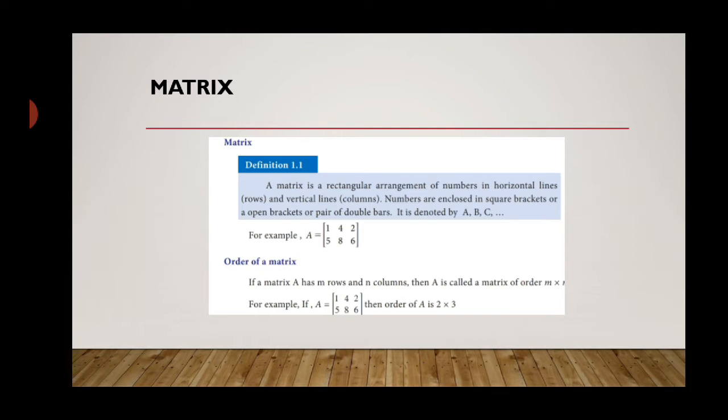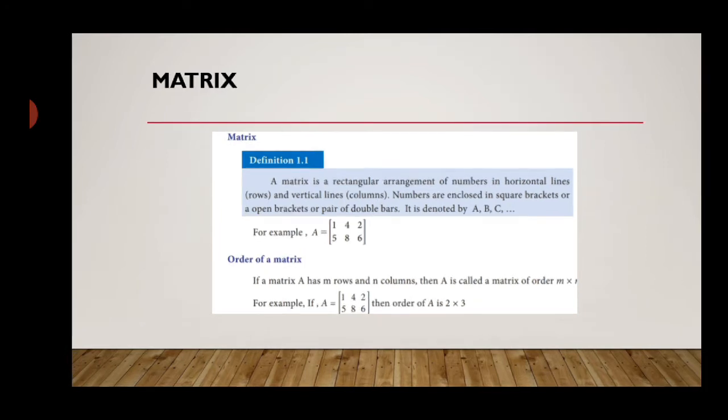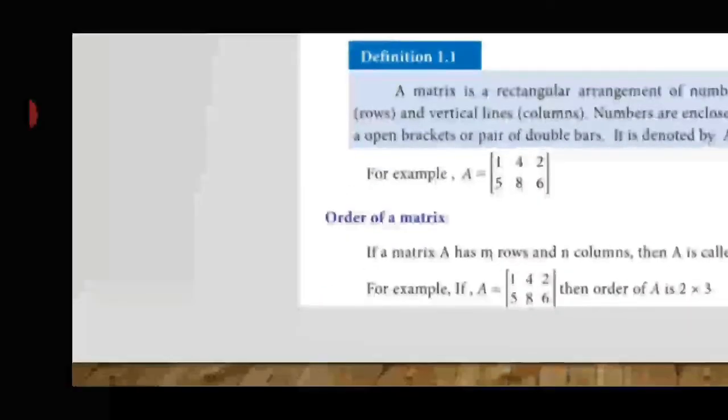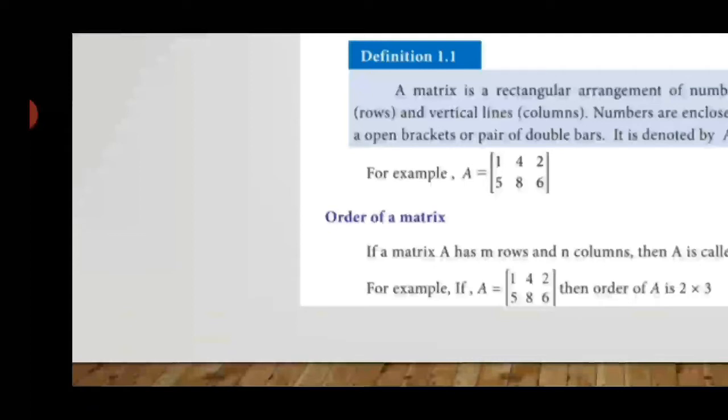A matrix is a rectangular arrangement of numbers in horizontal lines called rows and vertical lines called columns. The numbers are enclosed in square brackets, round brackets, or a pair of double bars. It is denoted by capital A, capital B, capital C. Usually the matrices will be represented by capital letters, right? And the entries inside the matrix will be represented using small letters.